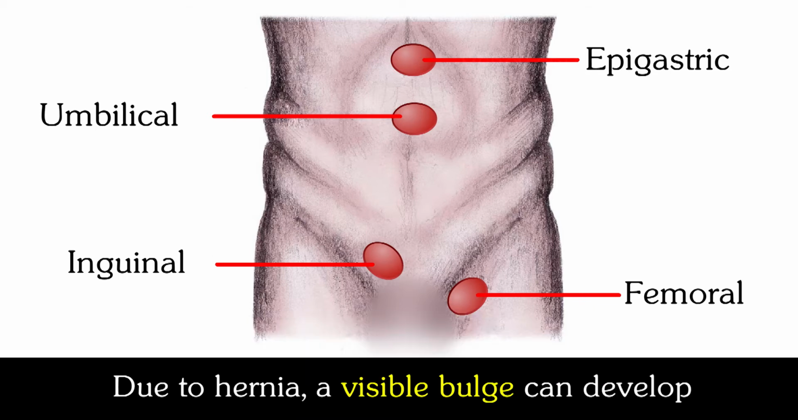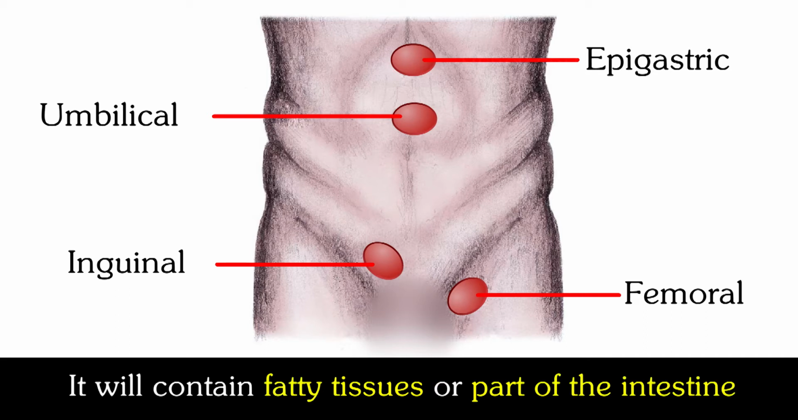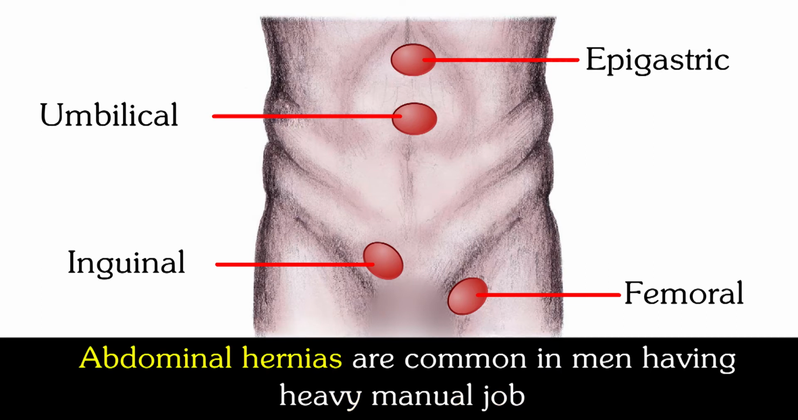Due to hernia, a visible bulge can develop. It will contain fatty tissues or part of the intestine. Abdominal hernias are common in men having heavy manual jobs.